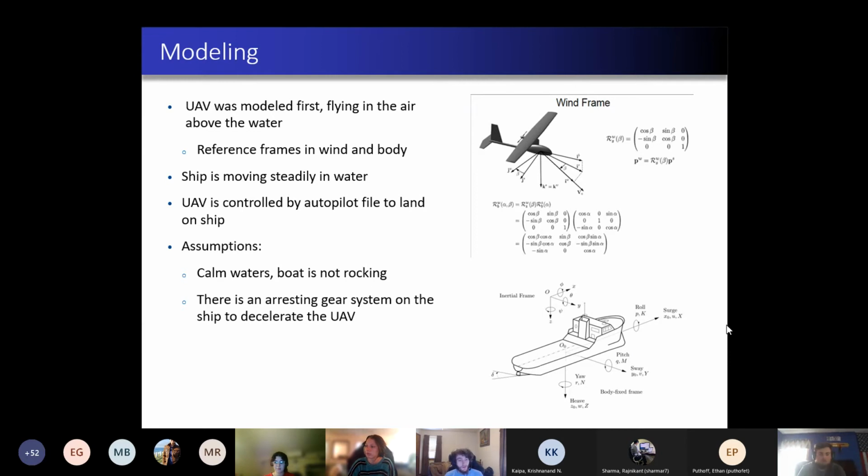The assumptions that we made during this were that the waters were calm and that the boat was not rocking. This is not always true, but for our time constraints, we didn't want to get into the waters of waves and stuff like that. And there's an arresting gear system on the ship to decelerate the UAV. That's referring to either the cable or in some cases a net that would help catch the aircraft, and that would help slow it down a lot once it actually got onto the deck of the ship.